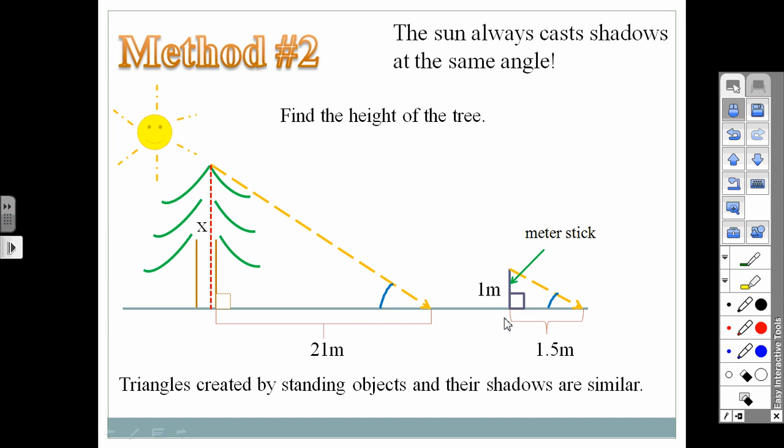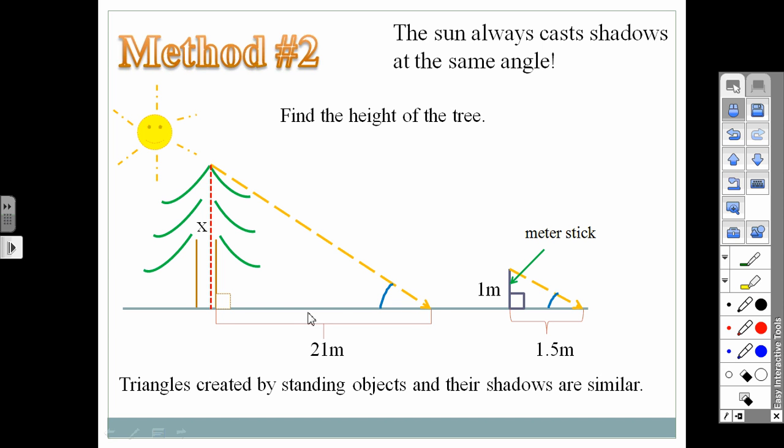Okay, so you just take another object, whether it's yourself or a meter stick or a pencil or whatever, and you hold it straight up at a right angle, and it should cast a shadow as well. And so you can measure what that shadow is. So what you have to remember, and this is just a physics thing, the sun always casts shadows at the same angle as long as you're measuring at the same time of day.